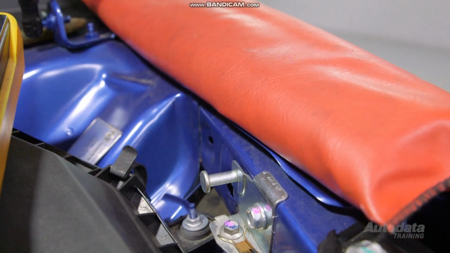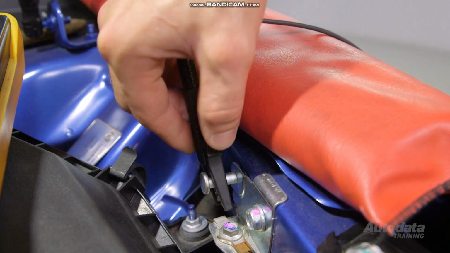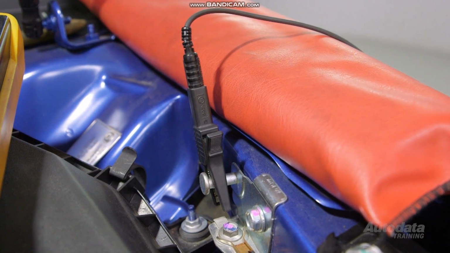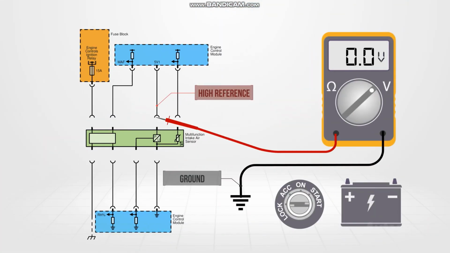With the ignition off, disconnect the baro sensor connector. Place the black lead on a known ground and the red to the high reference terminal. Turn the ignition back on. Between 4.8 and 5.2 volts should be displayed.